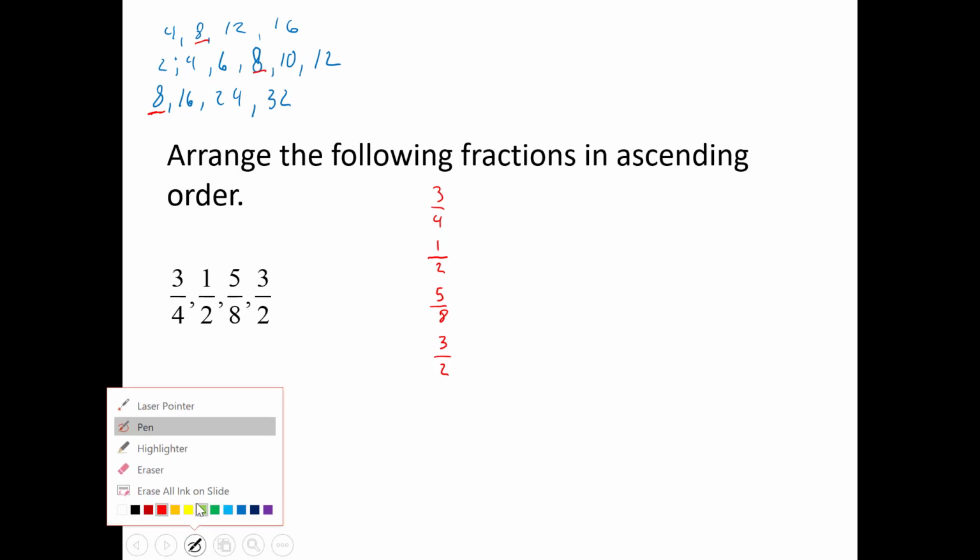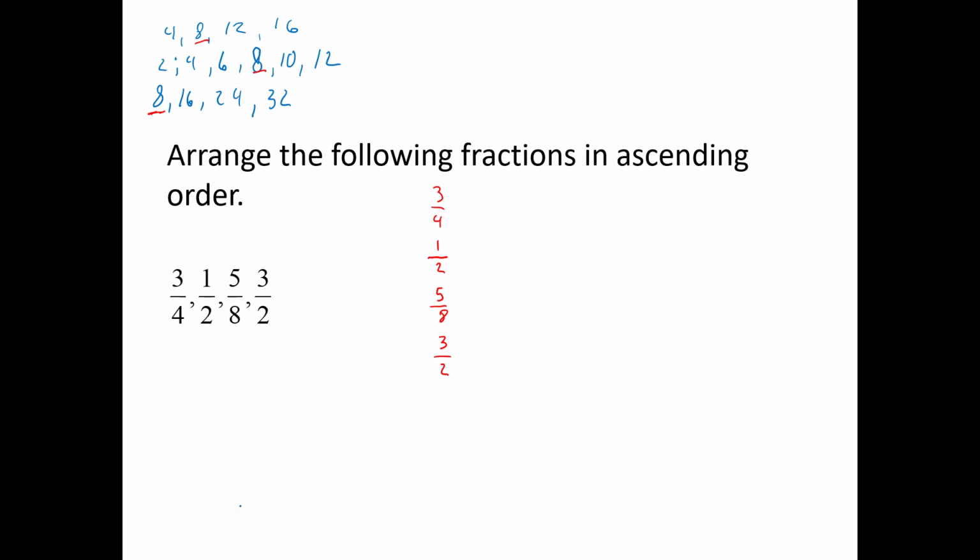Right? And so then what we want to do is multiply the numerator and denominator of each fraction by whatever it takes to make the denominator 8. So for this one, we multiply the numerator and denominator by 2. And now this is 6/8. This one we multiply the numerator and denominator by 4. And this is 4/8. And this one already has a denominator of 8, so we just leave it alone. And this one we multiply the numerator and denominator by 4.